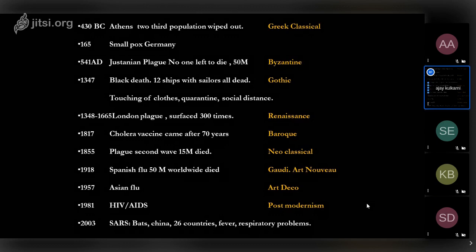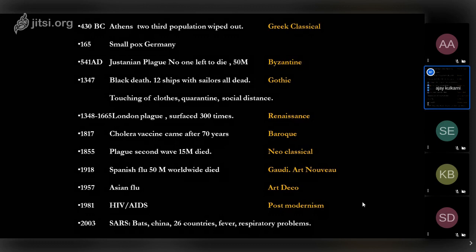And while the world was having an encounter with this deadly disease, look at these hopeful, warm, yellow words. Parallelly, the Greek classical, Byzantine, French Gothic, Renaissance, Baroque, neoclassical, Art Nouveau, Gaudi, Art Deco, and postmodernism. And modernism was also flourishing despite these critical times. So this is my message today, the point I want to share with all my dear friends. Don't blame anything on this critical condition. It may give rise to one such yellow word.